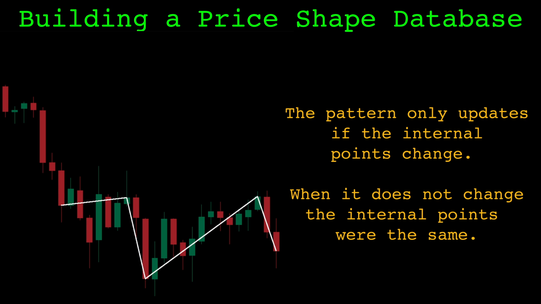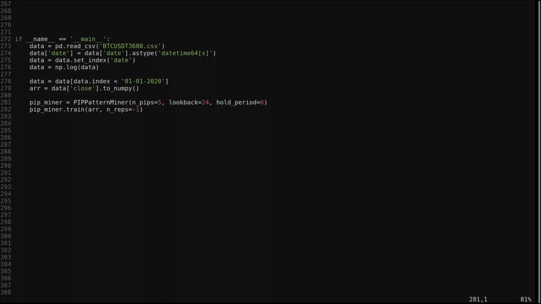Let's look at the code for this. The code for the entire data mining process is managed by a class, pip pattern miner. We first load in some data from a CSV. We convert the prices to logarithmic prices. The class assumes that the prices are logarithmic, so this must be done. We get the closing price as an array. Then we create an instance of the class.